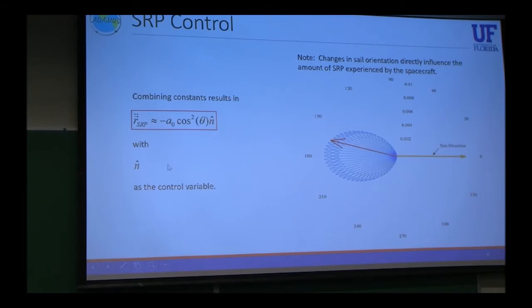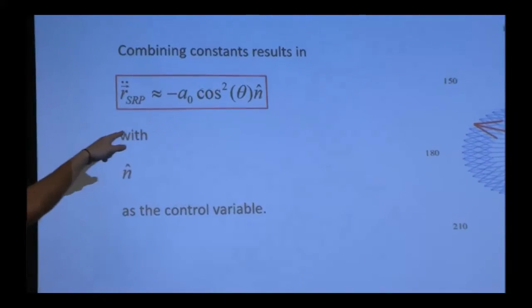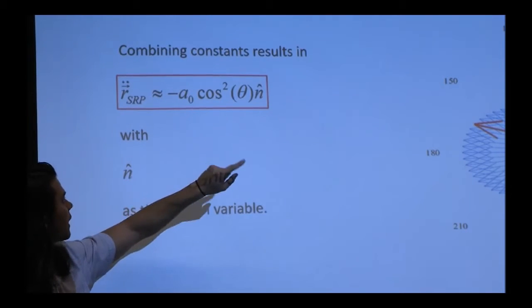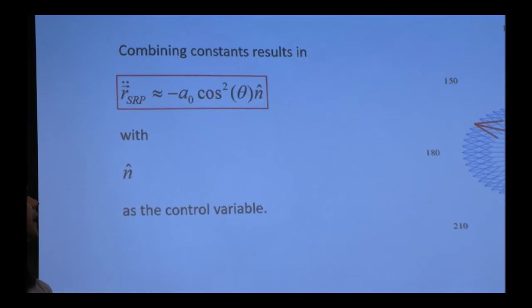But anyways, going back to that noisy equation for the SRP, there was a bunch of cosine thetas and epsilons and just noise. We can clean this equation up quite a bit. We're going to look at basically reducing that equation down to this. It's a negative A naught times cosine squared theta n hat.